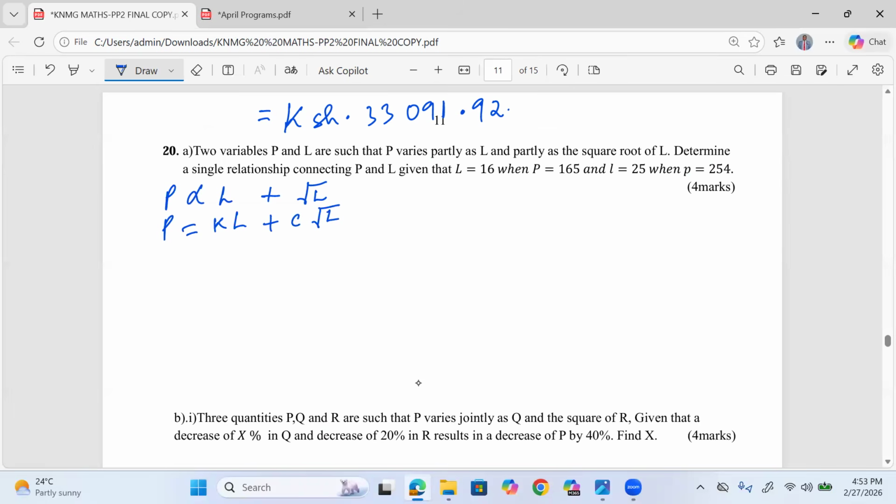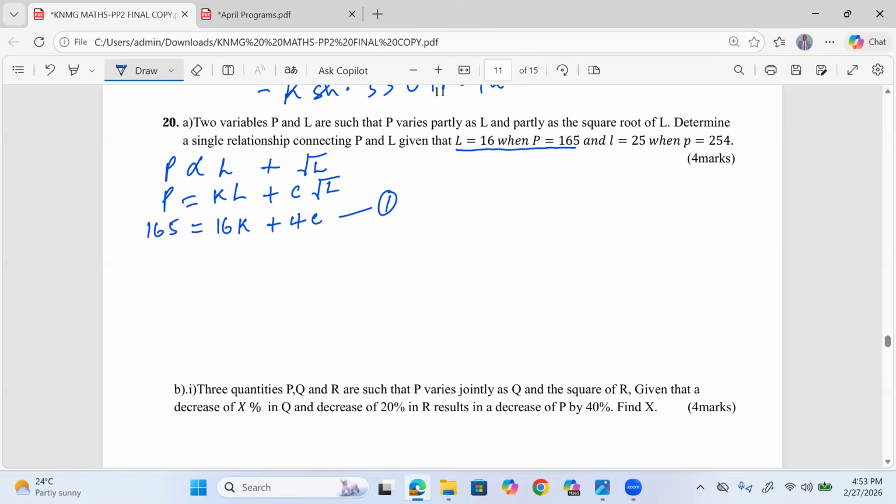At this point, ladies and gentlemen, we can talk about the conditions provided here, that P is 165 when L is 16. So 16 by K and C by the square root of 16, which is 4. This is one of the equations. Then P equals 254 when L is 25. So 25 by K and the square root of L, which is 5 by C.